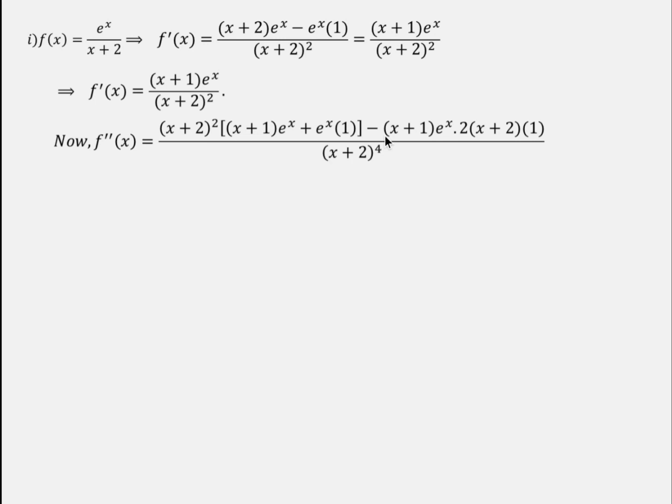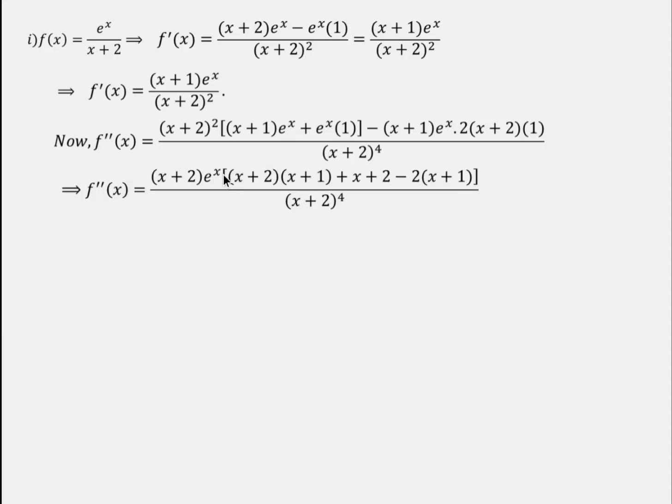And in order to simplify, we notice that x plus 2 times e^x is common at the numerator, so we factorize it so that we get x plus 2 times e^x into x plus 2 into x plus 1 plus x plus 2 minus 2 into x plus 1 all over x plus 2 raised to the power 4. And upon simplification, we then have that f prime prime of x is equal to x squared plus 2x plus 2 into e^x all over x plus 2 raised to the power 3.